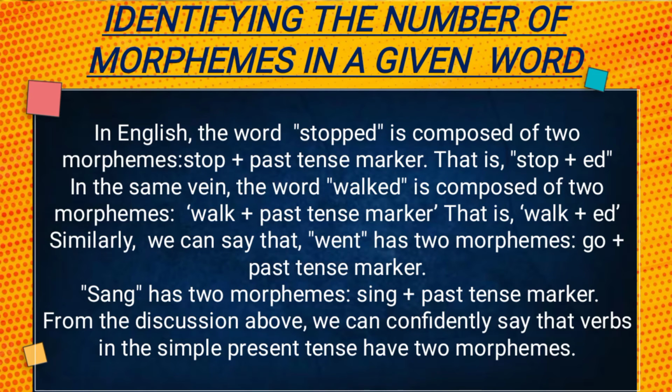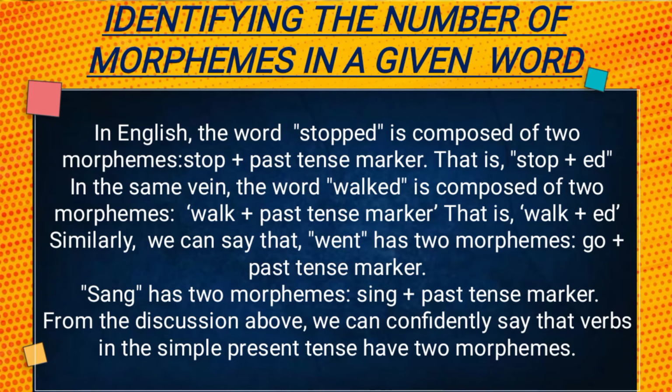So, identifying the number of morphemes in a given word. Okay, so in English, the word stopped is composed of two morphemes. That's stop plus the past tense marker, that is, stop plus ed. In the same vein, the word walked is composed of two morphemes. That's walk plus the past tense marker, that is, walk plus ed.